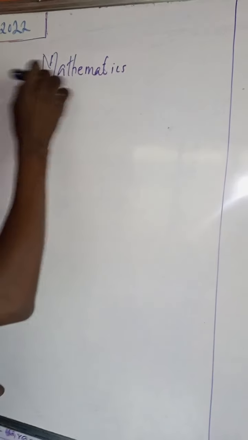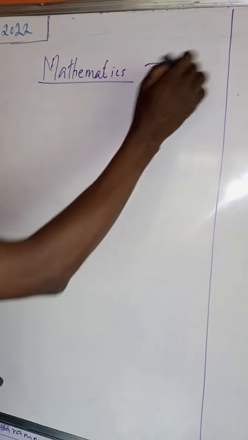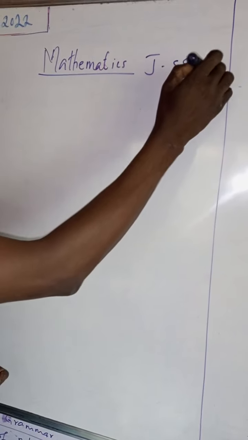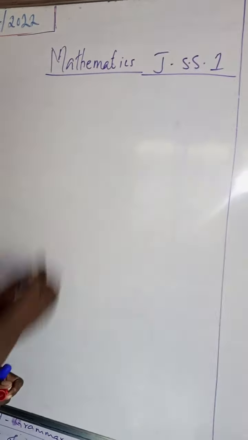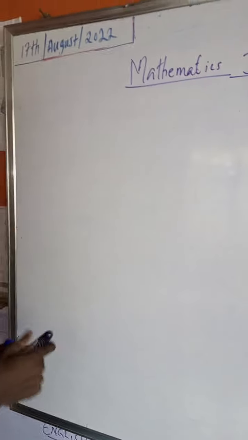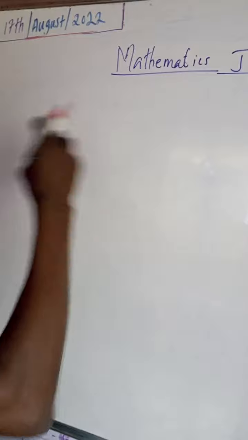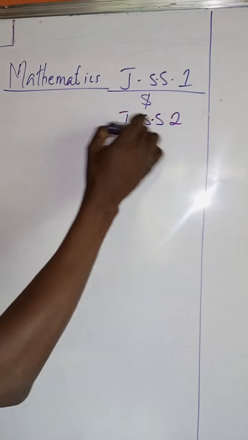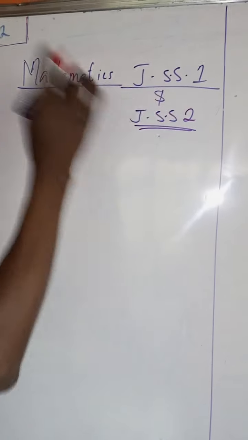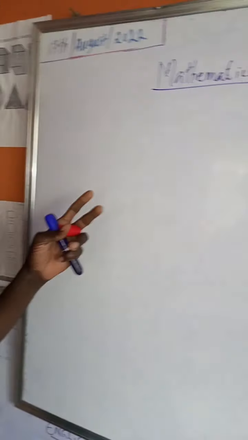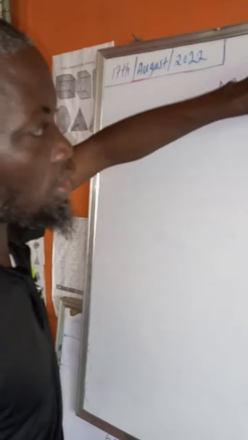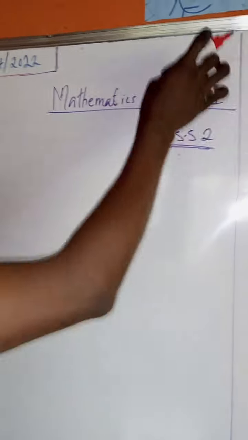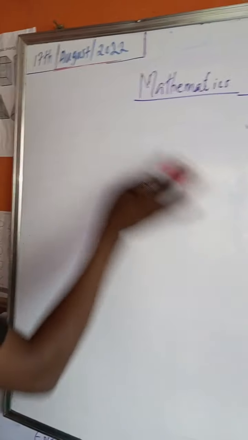So basically, you can say JSS1, but the topic that we are going to look into will be across JSS1 and JSS2. As we have the topic in the scheme of work for JSS1, we only have it for JSS2. That's why I'm writing for JSS1 and 2.